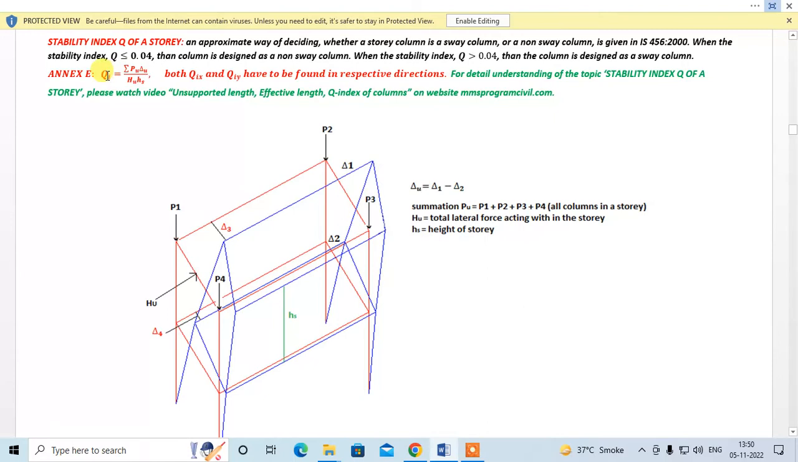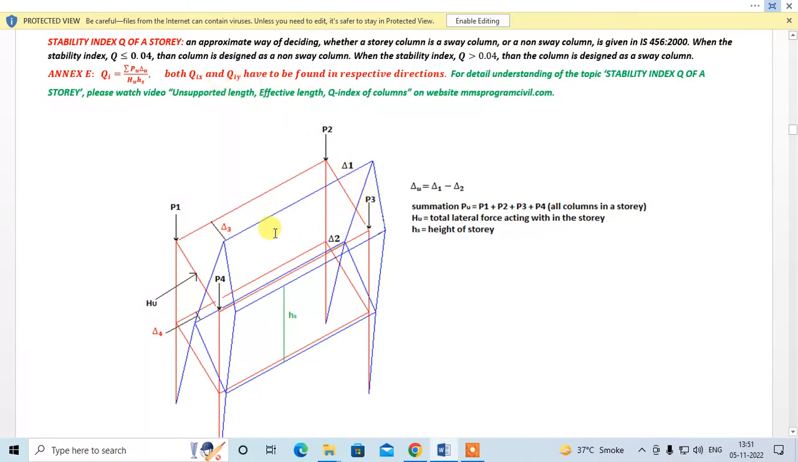So Qi is equal to sigma Pu into delta u divided by capital Hu into small hs, right? You have to find stability index Q in both directions, that is x and y. So Qix and Qiy. i represents the story number, and there can be many stories in a frame. x represents the x-axis, and y represents the y-axis.